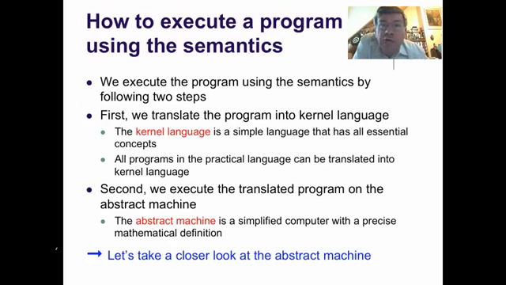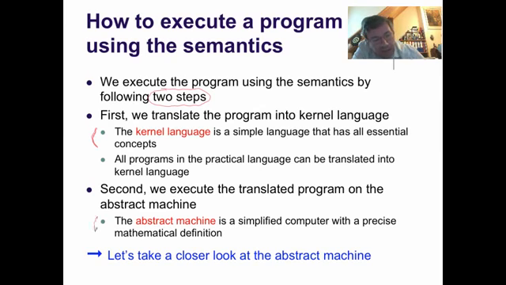Now we've seen how to use the semantics to prove correctness. Now that we've done that, let's take a closer look at the actual semantics itself. The semantics consists of two steps. The first step is to translate the program into the kernel language, a simple language that has all the essential concepts of the paradigm. All programs in the practical language can be translated into kernel language.